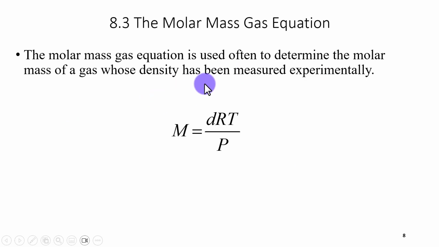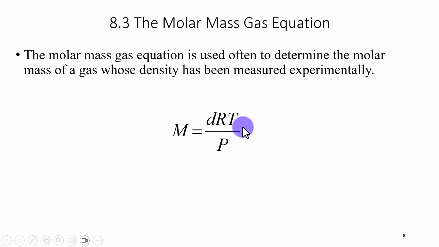We will continue our discussion by talking about the molar mass equation. We use this equation when we have determined the density of a gas experimentally, and we want to determine its molar mass. So this is the formula. The M stands for molar mass. It's equal to the density D times R times T over P.